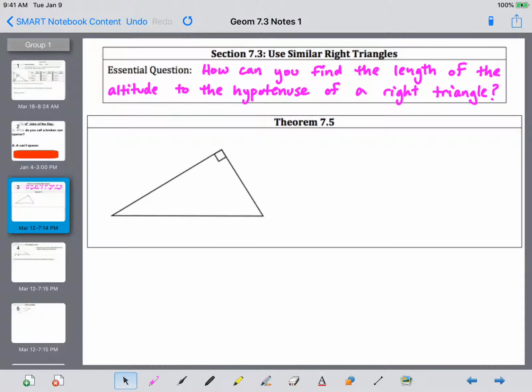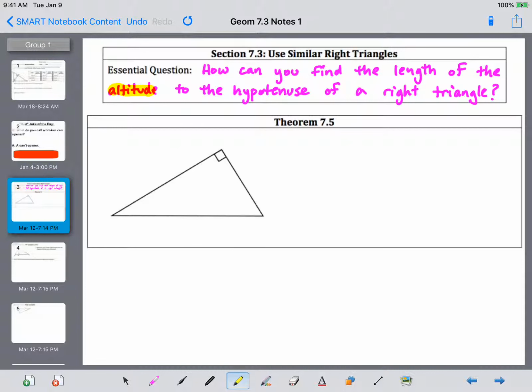So section 7.3, what we're going to do is figure out how you can find the length of the altitude to the hypotenuse of a right triangle. So go ahead and pause so you can jot down that essential question. All right, so the lesson talks about a couple of keywords here. Altitude, remember, is the height.